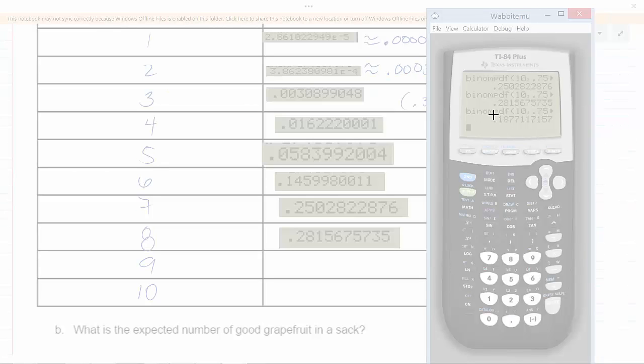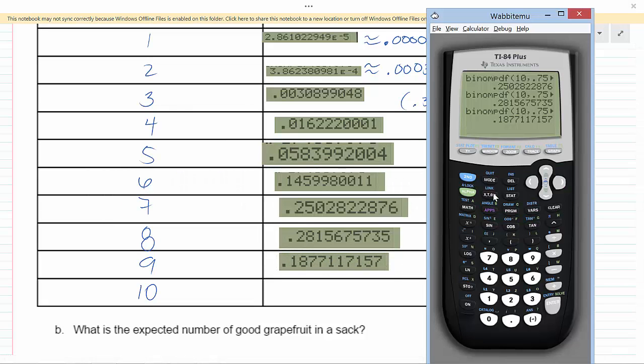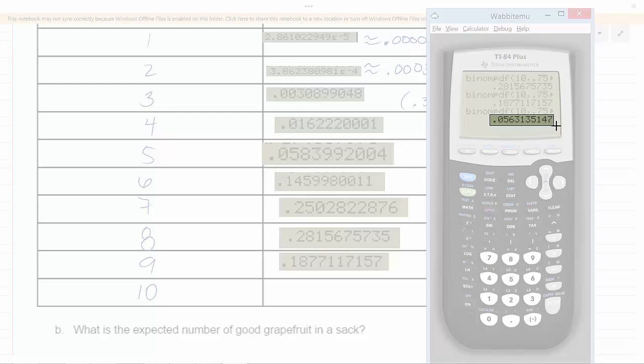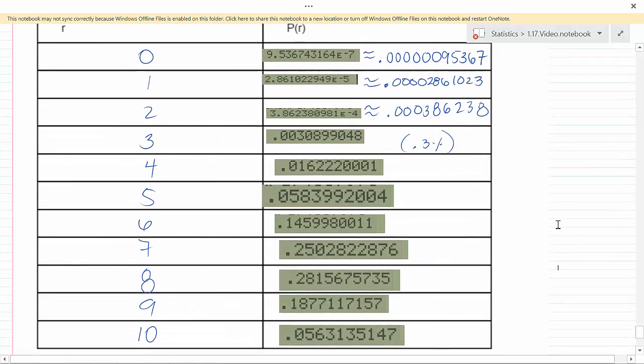When I get to 9, I see that my probability starts to go back down. It looks like 8 good grapefruit has the highest probability, and then I imagine 10 will also decline because there is still a chance of finding at least one grapefruit that's not good. But looking at this distribution without graphing it, I would say that it's definitely skewed to the left, because those lower numbers have lesser probabilities, and then as we get to the higher numbers, we see the higher probabilities. So that's my probability distribution.